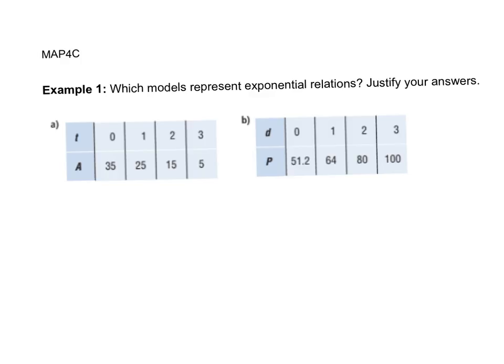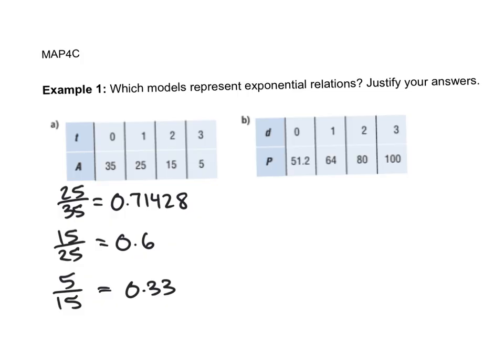So 25 divided by 35 is 0.71428. Then 15 divided by 25 is 0.6, and 5 divided by 15 is 0.33. Therefore, these rates of change are not equal, right? So the decay in this case is not consistent. If it were consistent, it would be 0.71428 for each one, so each one would be 71% of the one previous. And so this is not exponential.